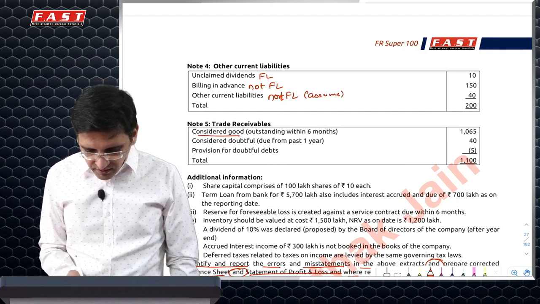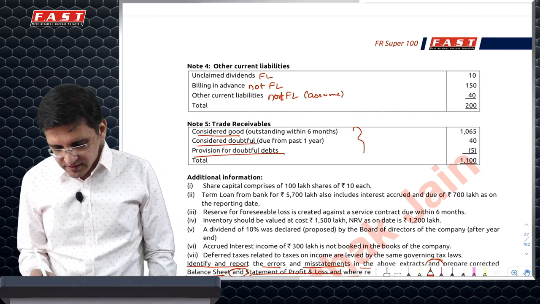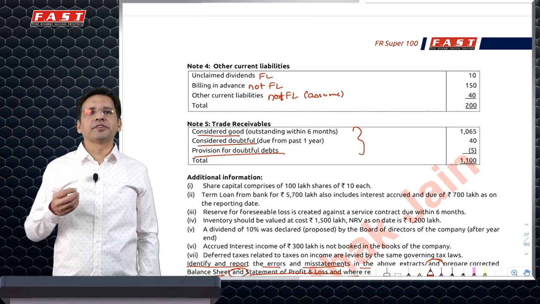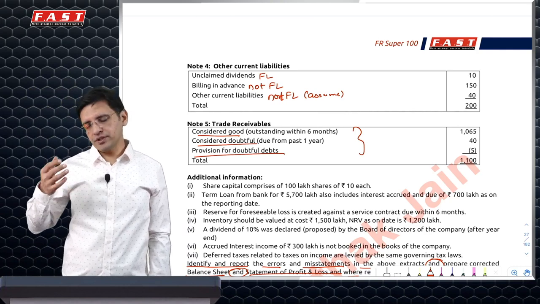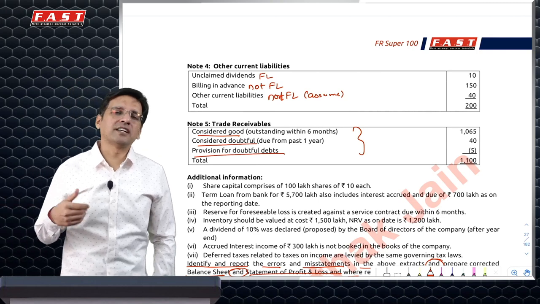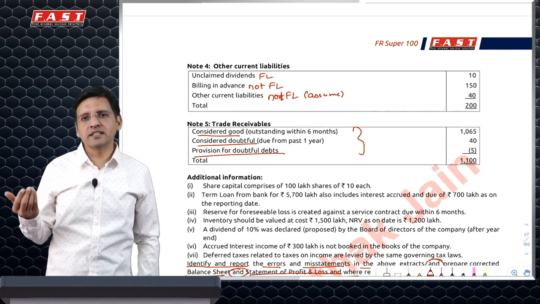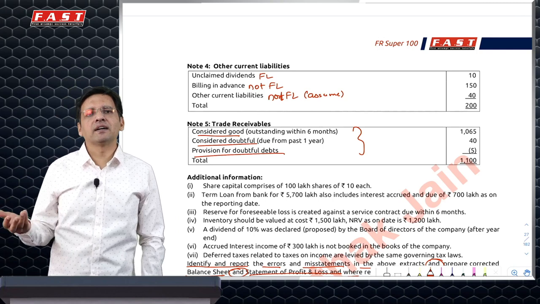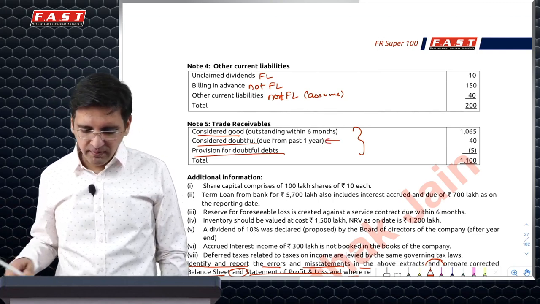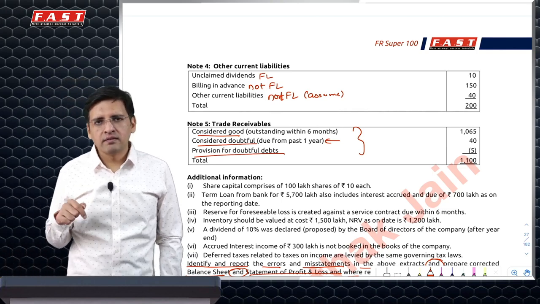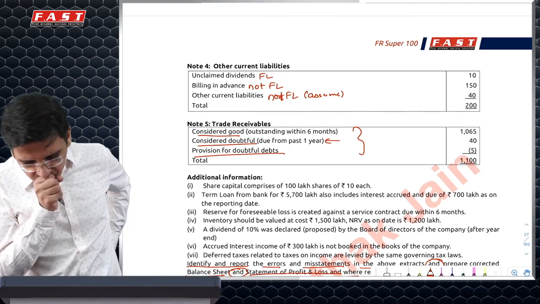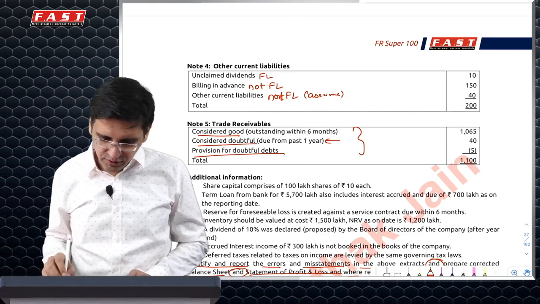Trade receivable considered good, doubtful, provision for bad debt. This is not the way we present nowadays. We say considered good secured, considered good unsecured, significant increase in credit risk, and credit impaired. So here doubtful, we'll have to rename it as trade receivables with significant increase in credit risk. Okay, we'll show it under financial asset.